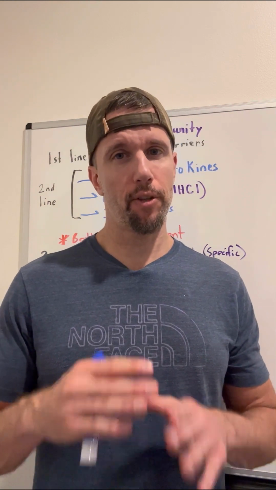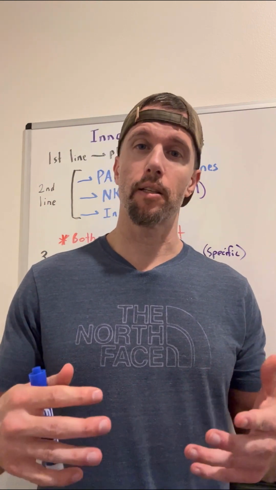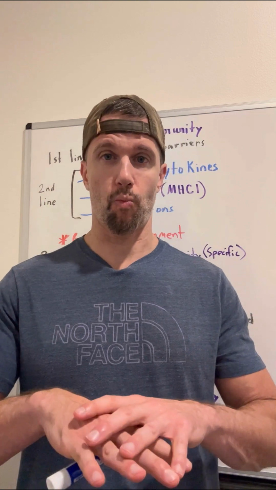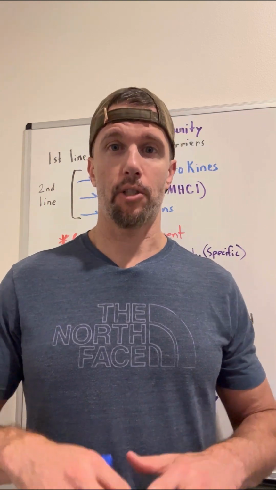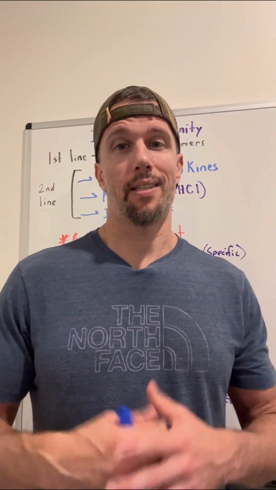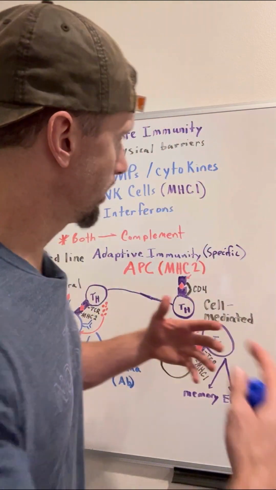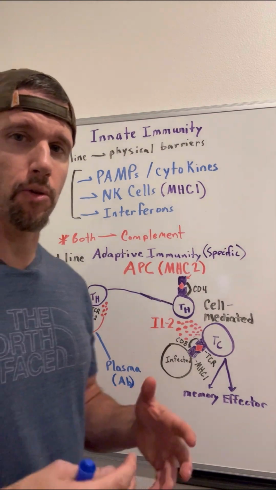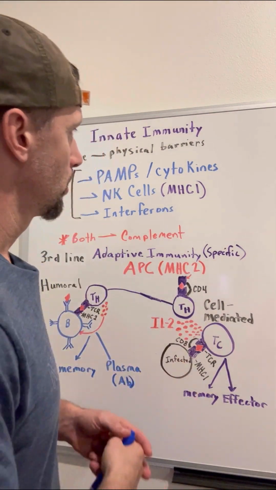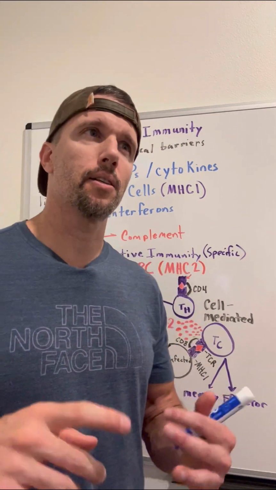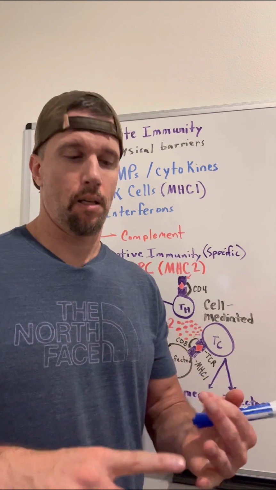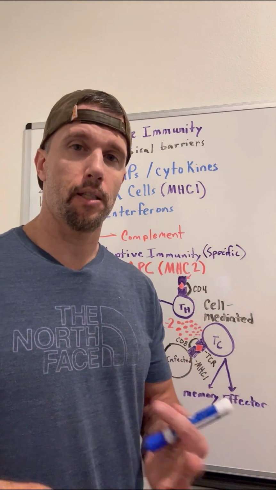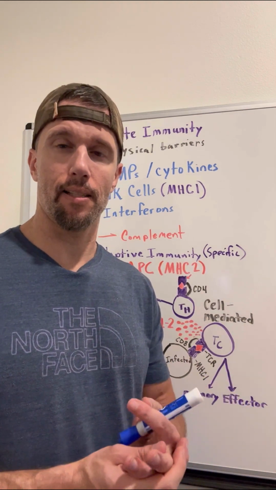If it happens to get through that line of defense, then we're still in the innate immune system, which means whatever pathogen it is, they're kind of going after all of them. This is the second line of defense. Once it enters the body, we have some immune cells that try to help us out, like neutrophils, macrophages, and dendritic cells. These are all phagocytic cells.